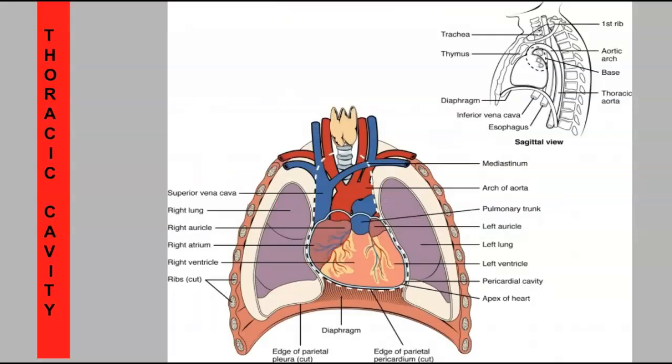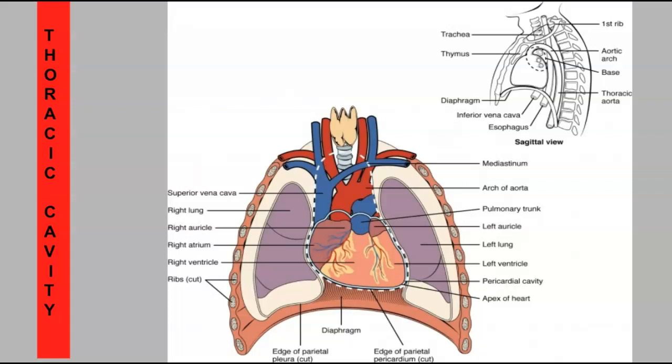The thoracic cavity houses a lot of pieces. So it has your heart, all of the pieces of the heart, the vena cava, the aorta, the right lung, the right auricle, the right atrium, the right ventricle, your ribs, and then the arch of the aorta, the pulmonary trunk, the left auricle, the left lung, left ventricle, the pericardial cavity, and the apex of the heart.